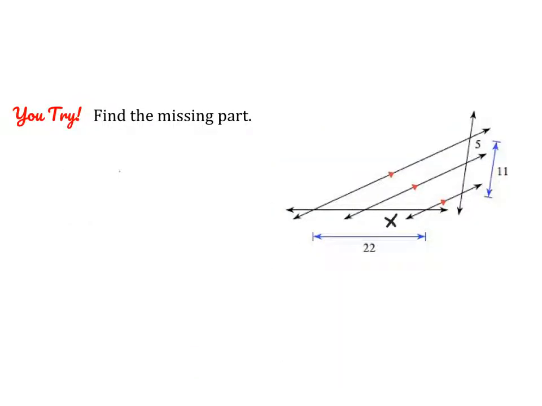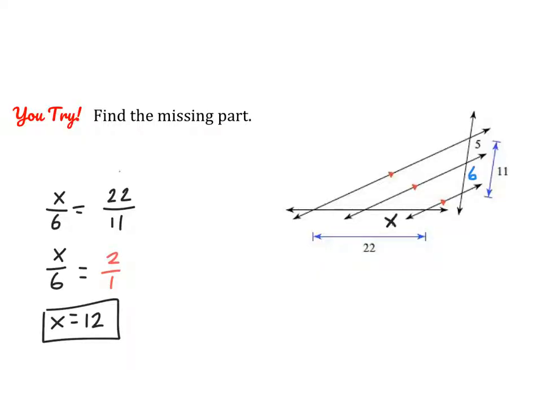Okay, go ahead and pause the video here and see if you can solve for x. Okay, so you might have noticed that in order for you to create a proportion using x, you actually have to figure out what this length is. But it's really easy to do. If you know the long length, you could just take that, subtract one of your segments, and you'll have the other segment. So 11 minus 5 is 6.